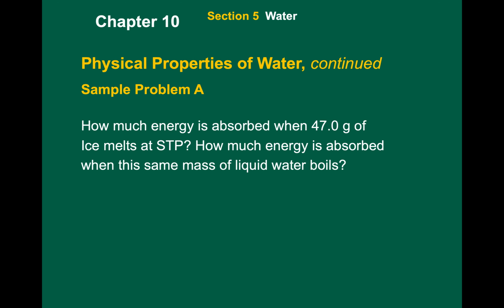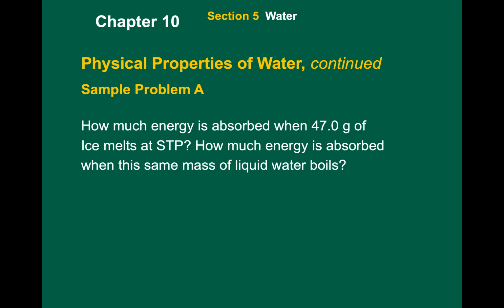All right, so now we're going to walk through a sample problem. And this is actually in your book. This specific example is on page 339, in section 5. One of the questions we're asked is, how much energy is going to be absorbed when 47 grams of ice melts at standard temperature and pressure?